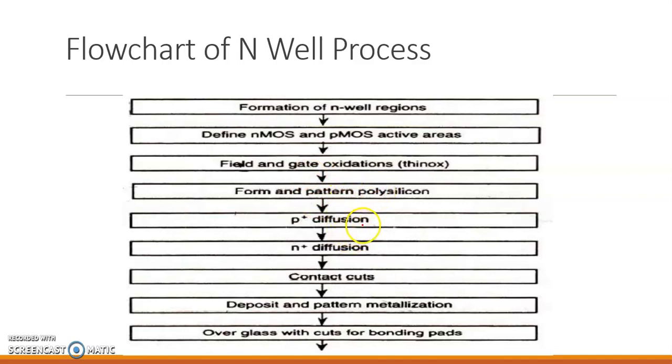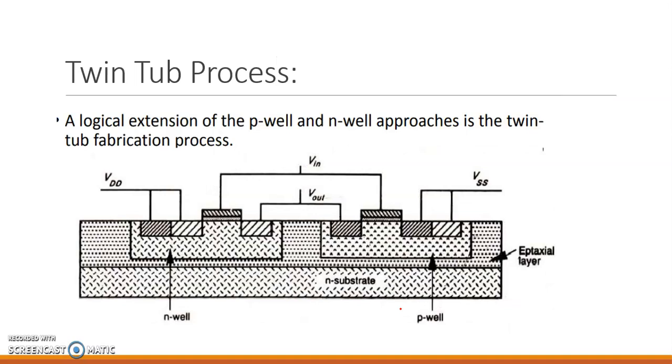Then we are going for P-diffusion, then N-diffusion, then contact cuts. Contact cuts are nothing but making the windows for making a connection. And after that we are going to deposit and pattern the metallization, and we are forming the contact. Then we are giving the glass with the cuts for the bonding pads. So these are the process steps for fabrication.